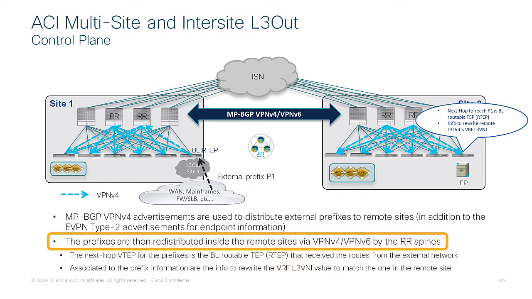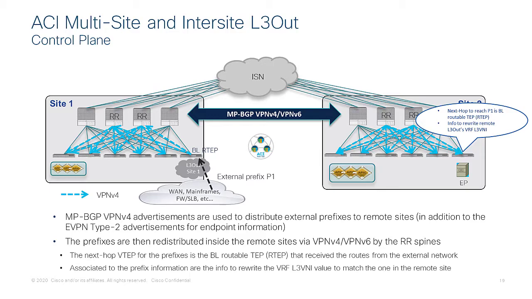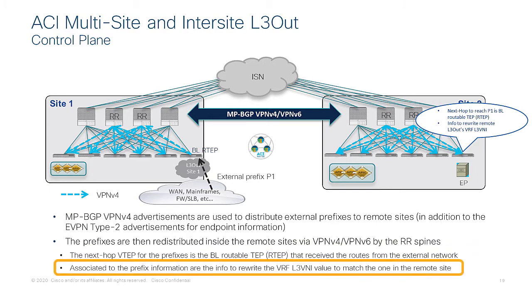And the information that is communicated is, first of all, the prefix, okay, the external prefix, the subnet that is reachable via the L3 out, with the next hop to reach it, which is the border leaf routable TAP address. In addition to that, we also add the information of the L3 VNI that needs to be used by the compute leaf when you encapsulate the packet and send it across sites.